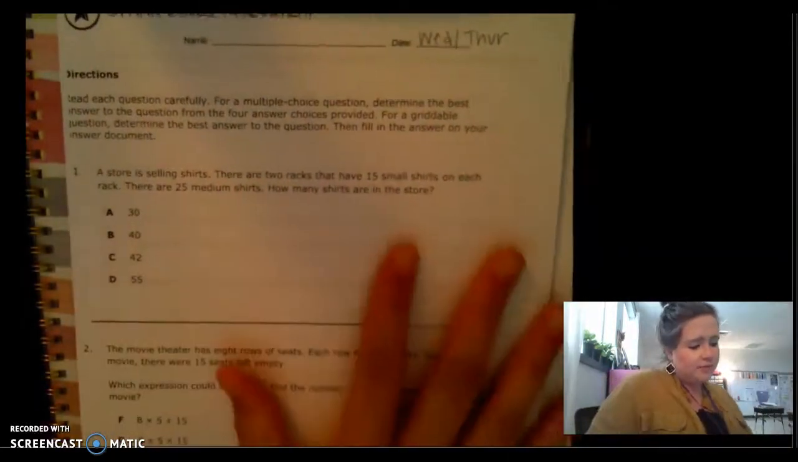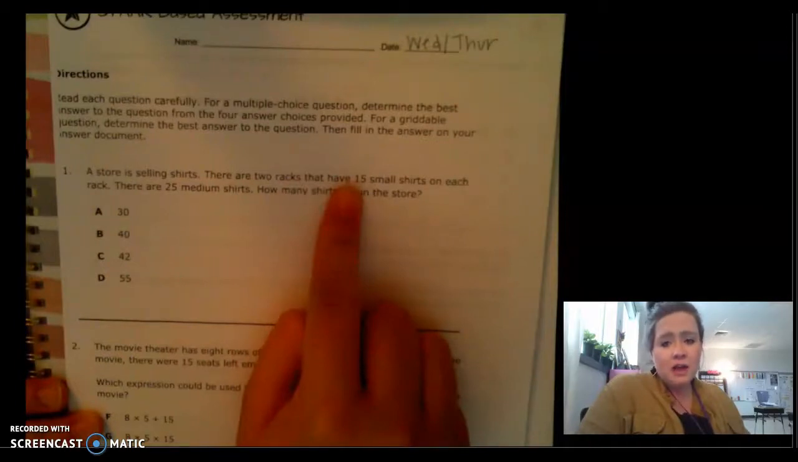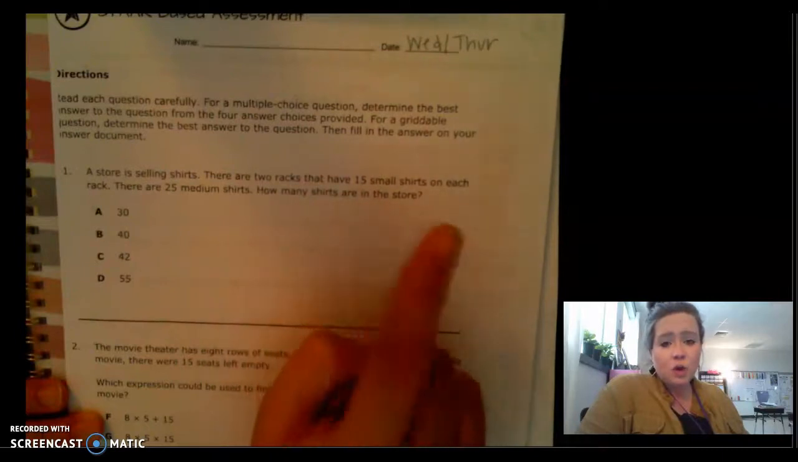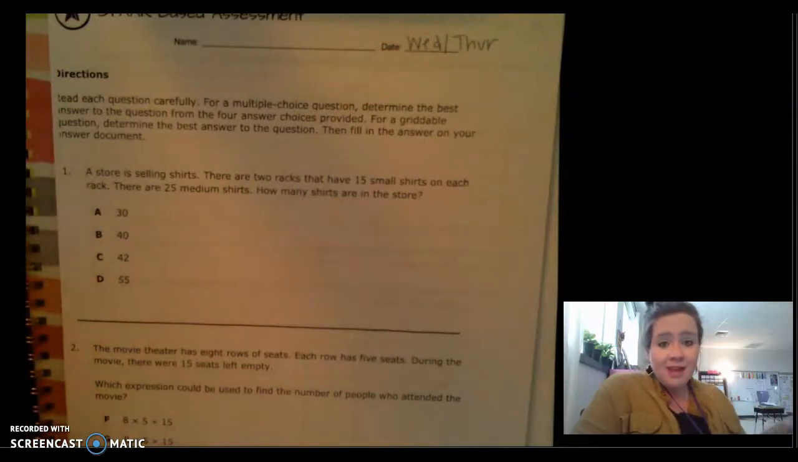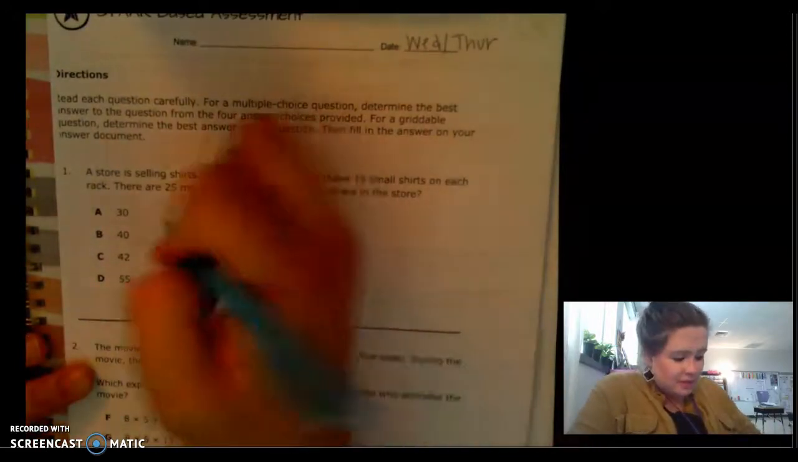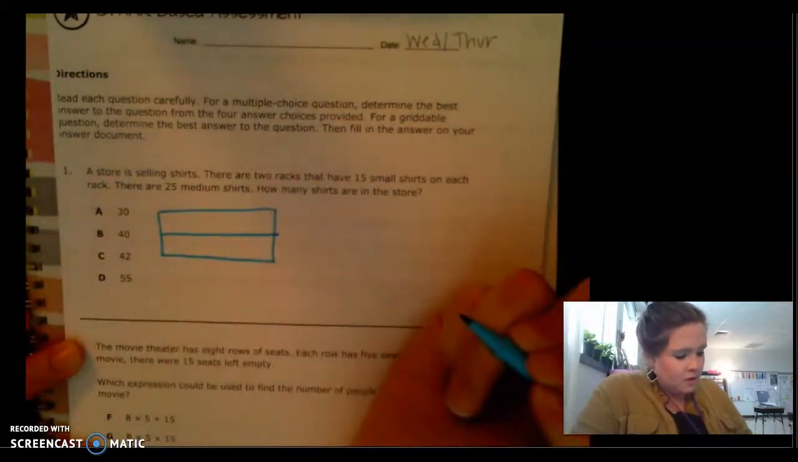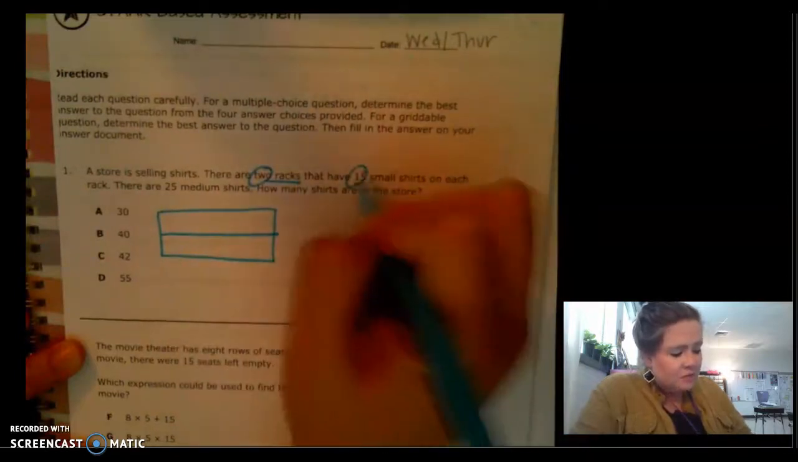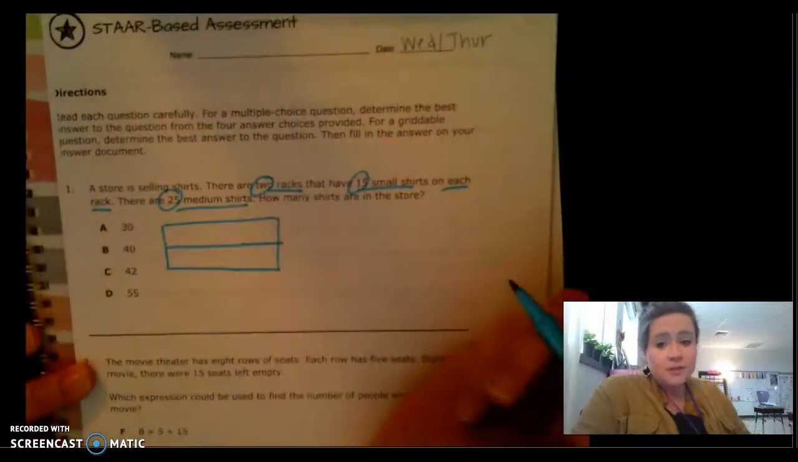These are some word problems. A store is selling shirts. There are 2 racks that have 15 small shirts on each rack. There are 25 medium shirts. How many shirts are in the store? Well, I'm going to create a strip diagram to represent this. There are 2 racks that have 15 small shirts on each rack, and there are 25 medium shirts.